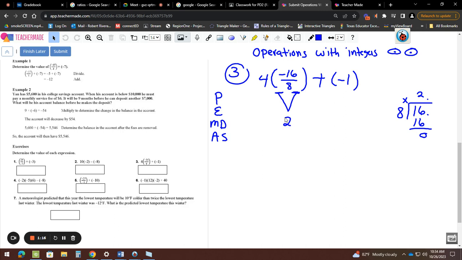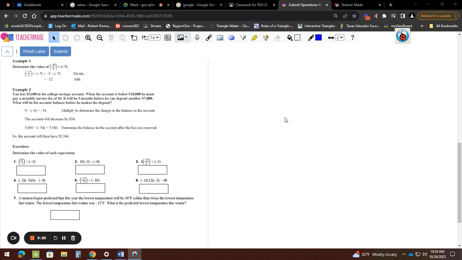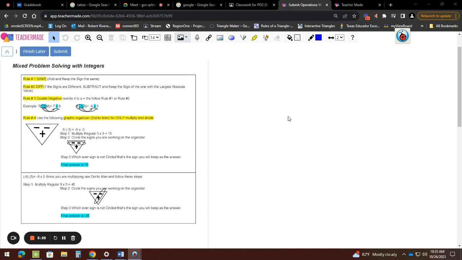So if you notice, I divided normally, as if there's no negatives for now. But then I know that there was a negative, right? So what rule would I need for this one? Dorito man. But let's pretend that I forget at home one rule. I can scroll up and go back to this and see, okay, which one would I need? Do I need same, div, or do I need Dorito man? I need Dorito man because it's multiply or divide. I put it there. So if I forget what rule I need, I can always go back to this and watch that and see what rule I'm going to use.